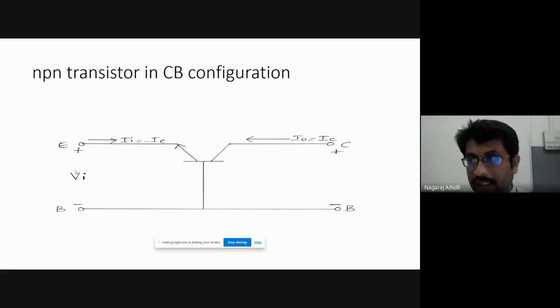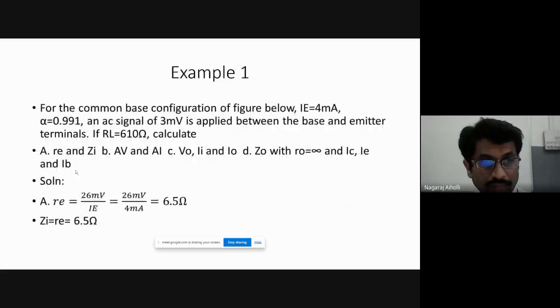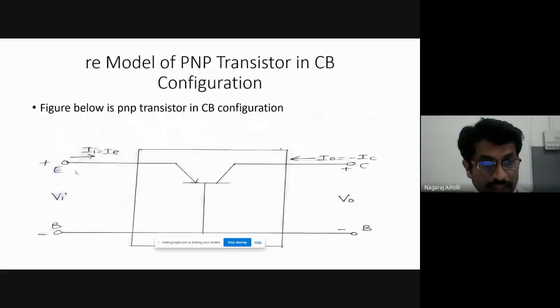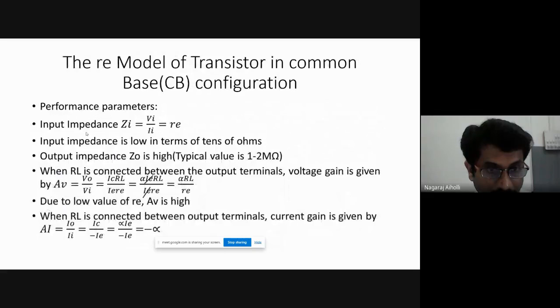Current gain is nothing but the ratio of output current to input current. Look back at the formula we used while deriving the formulas. AI is equal to I naught by II, or I naught is equal to AI into II. AI we have already calculated, that is minus alpha. II we also calculated just now, that is 461.52 microampere. Substitute them and find the value of I naught.